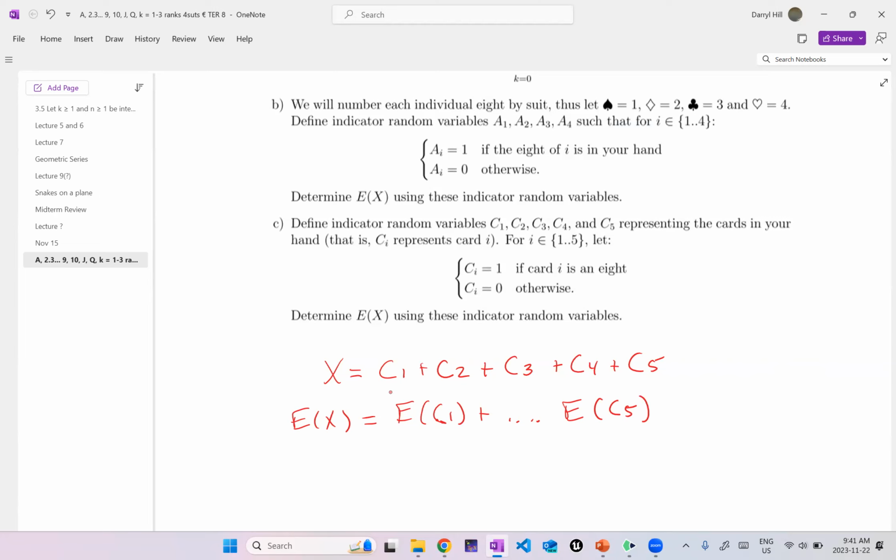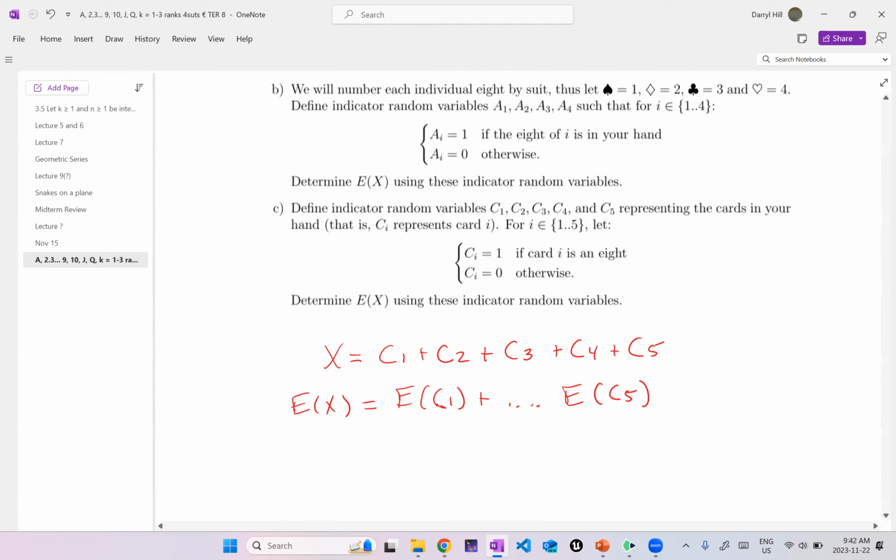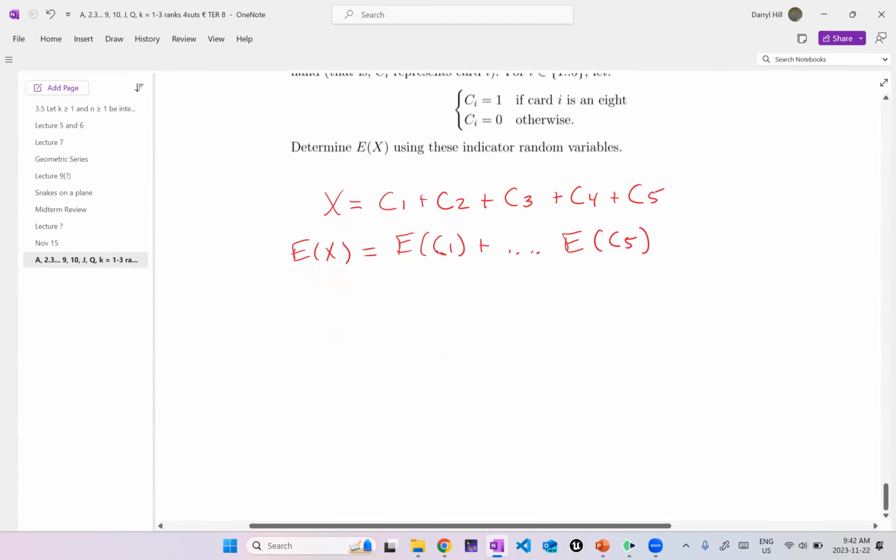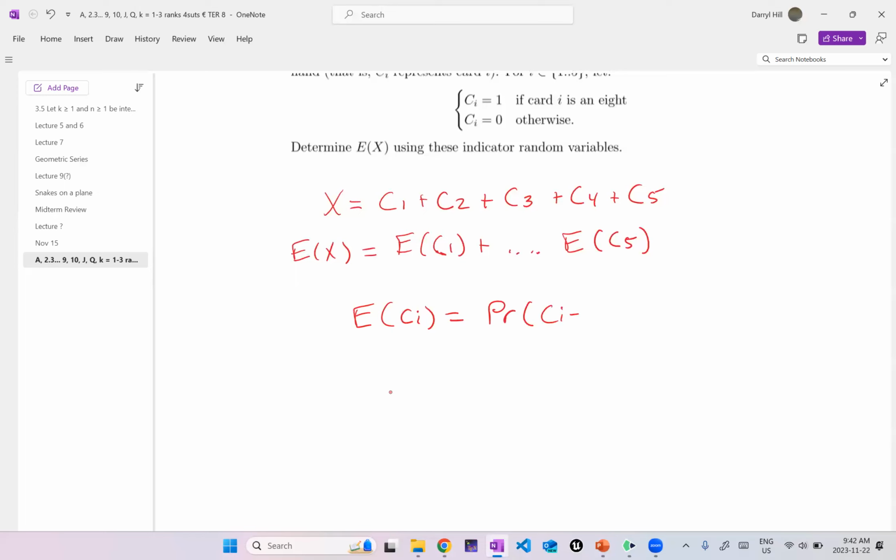So just the linearity of expectation, the sum of the expected values. And again, it's symmetric, right? Yeah, we could write it like that. I'm trying to use as little notation as I can. All right, so let's figure out the expected value of any individual card. Of course, this is an indicator random variable, so this is simply the probability that it's equal to 1, which is the probability that that card is an 8. So what is the probability that that card is an 8?